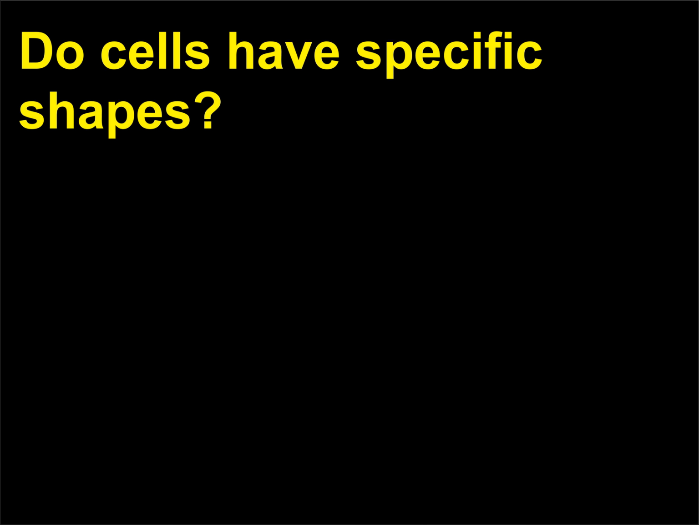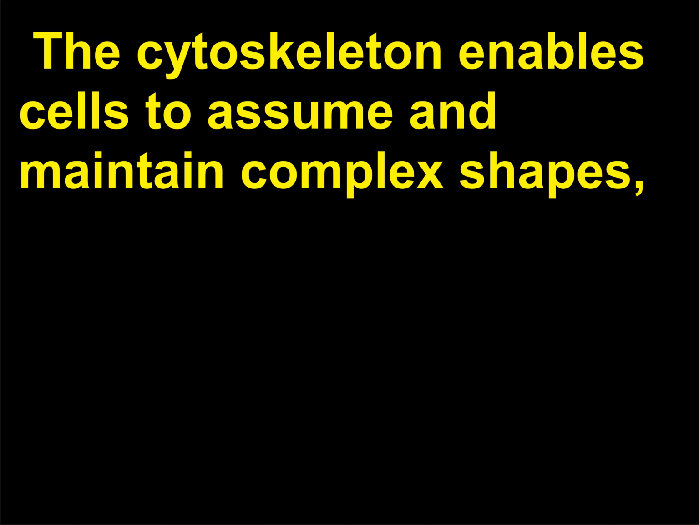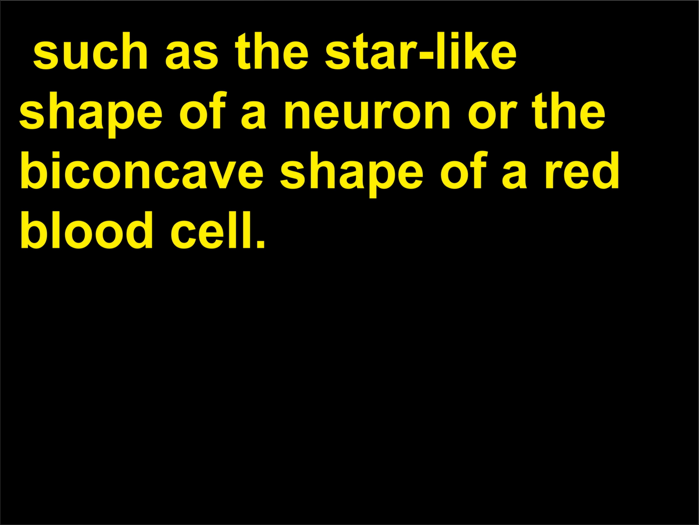Do cells have specific shapes? While it doesn't seem that animal cells have a specific shape, they all have a cytoskeleton. The cytoskeleton enables cells to assume and maintain complex shapes, such as the star-like shape of a neuron or the biconcave shape of a red blood cell.